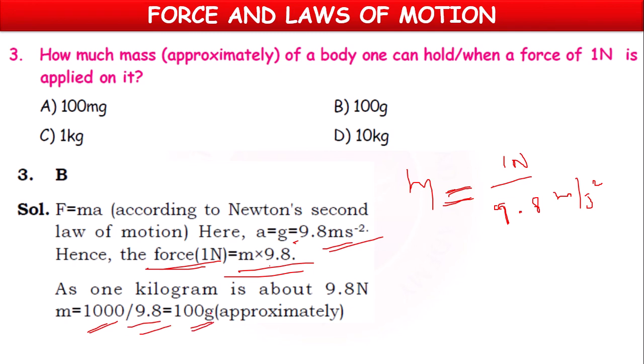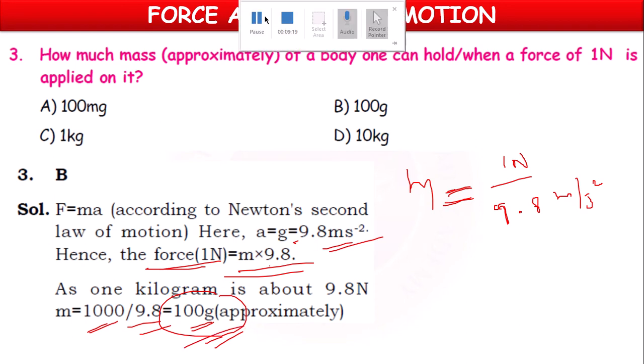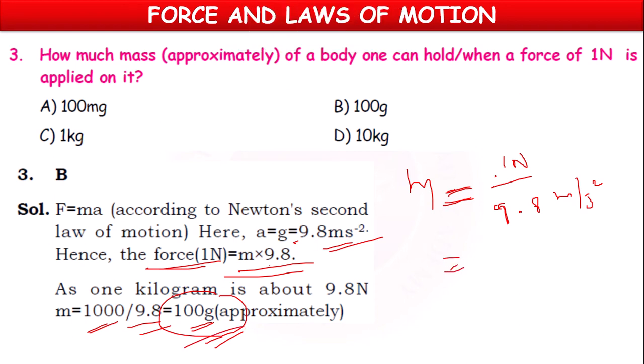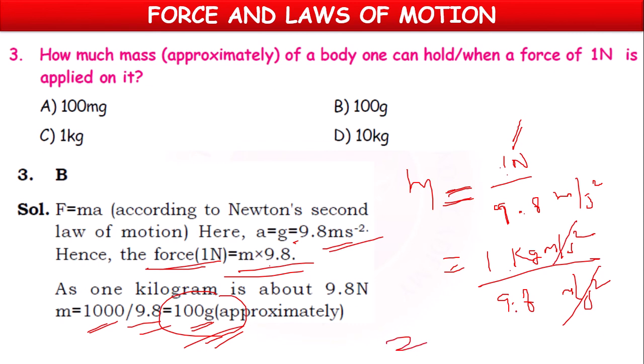Again, why have they taken grams here? Children, 1 Newton means 1 Newton. Newton is the special name for the unit kg meter per second square, divided by 9.8 meter per second square. Meter per second square cancel. 1 kg by 9.8, where 1 kg can be written as 1000 grams by 9.8.